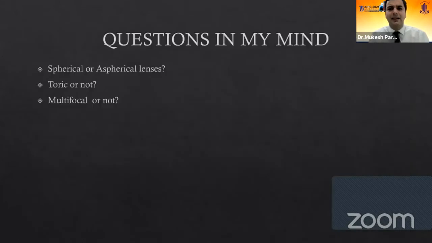So once I have calculated the IOL power in my mind, the questions that ponder in my mind are: should I go for a spherical lens or an aspheric lens? Should I go for a toric or should I not go for a toric?